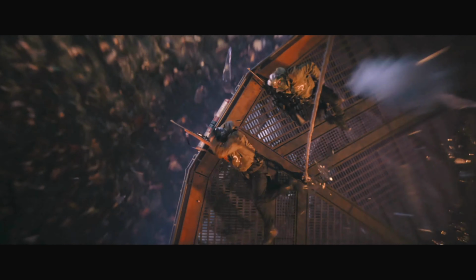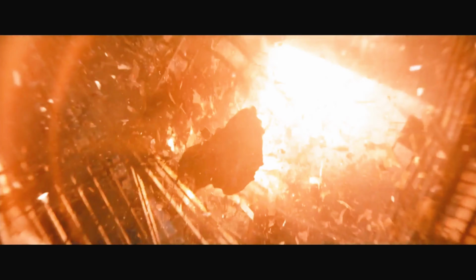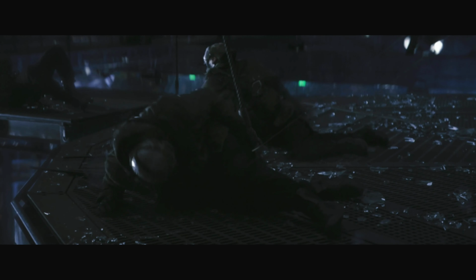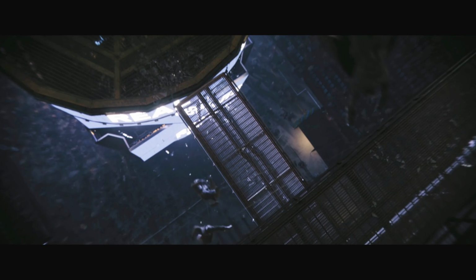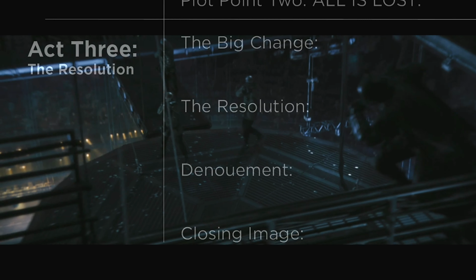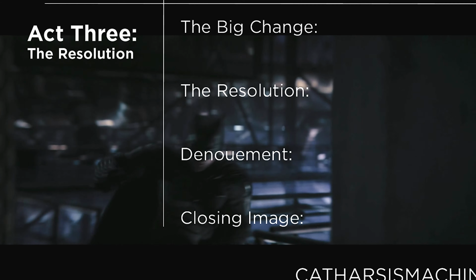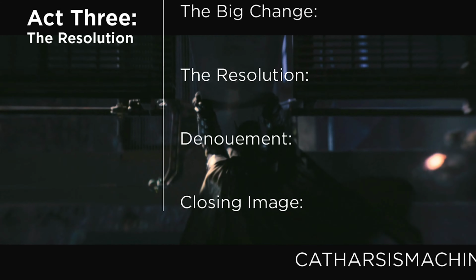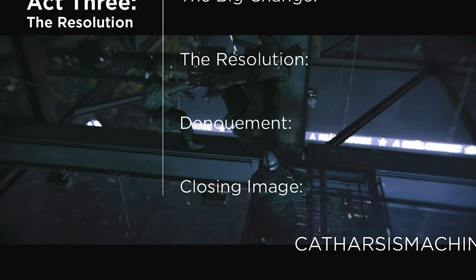Act 3 asks a new question. Having failed the goal established by Act 2, can our hero transform themselves and become the person they need to be in order to change the story? There are several elements in Act 3: a change moment, a resolution, a denouement or falling action, and finally, a closing image.